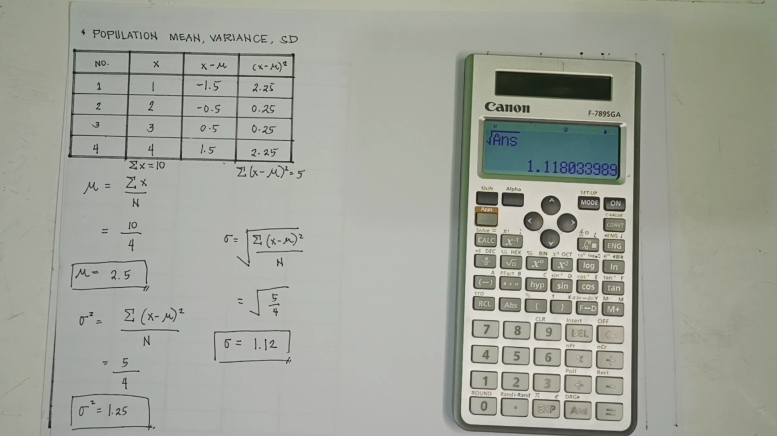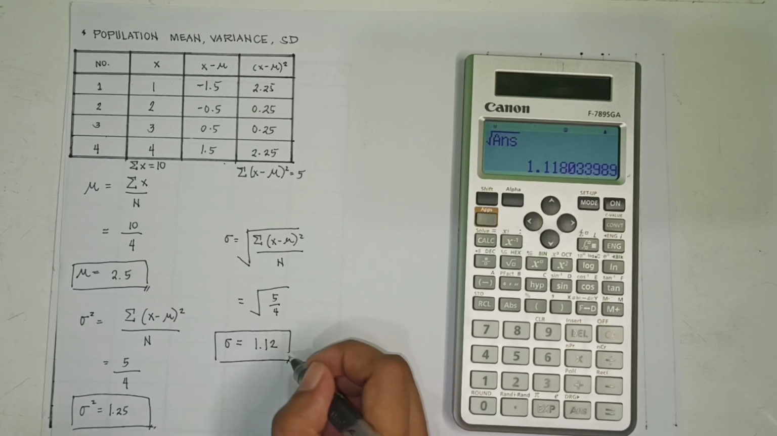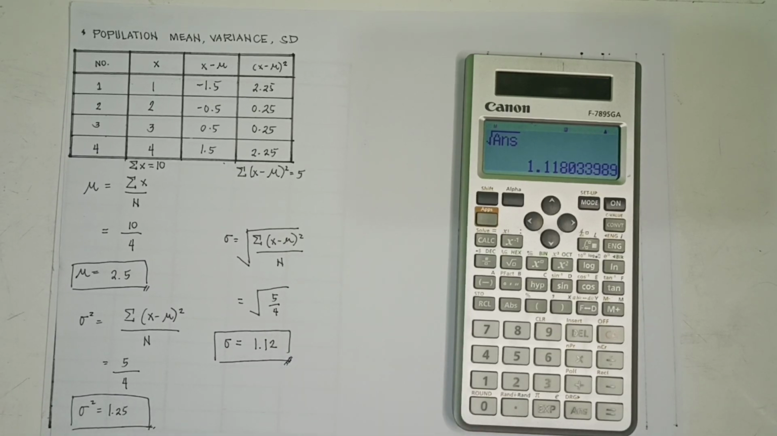Round off your final answer into 2 decimal places. Again, always round off your final answer into 2 decimal places. Okay, so that will become 1.12. So this will be the population standard deviation. Okay? So, our population mean is 2.5, population variance is 1.25, and their population standard deviation is equal to 1.12.